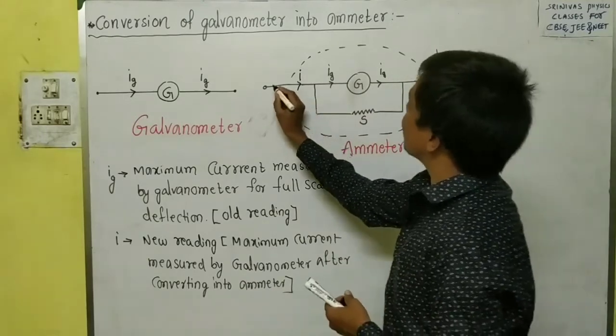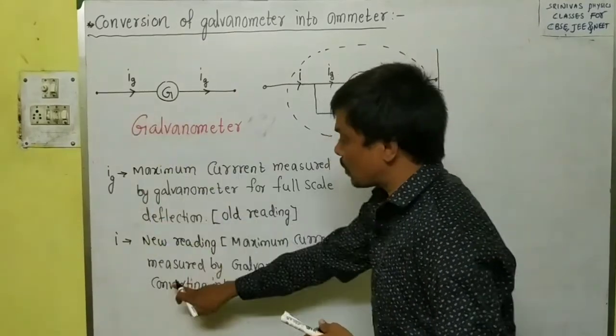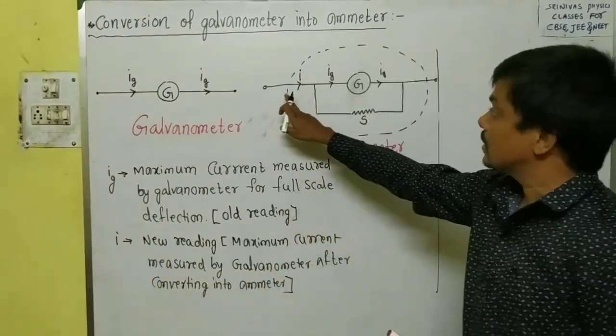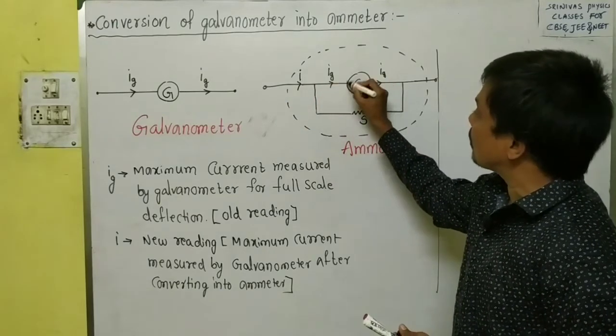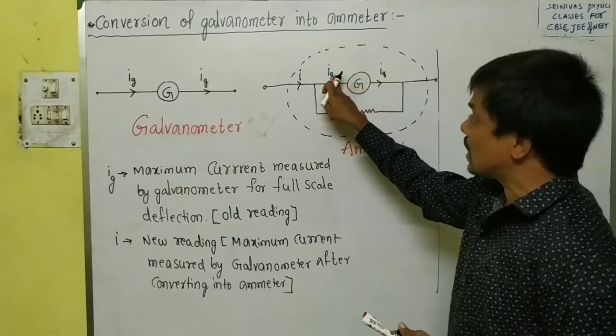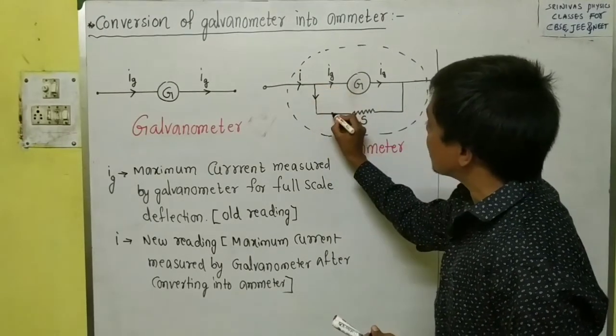This current I enters. Previously only Ig was measured, but I want to measure the new reading, that is I. Then when I am sending it, again Ig goes into the galvanometer. Maximum it can measure only Ig. That's why I am sending Ig, but the remaining part will go to this side.